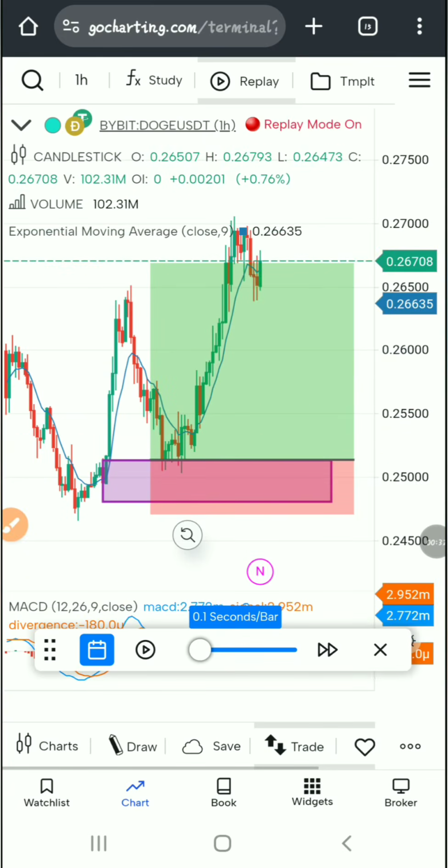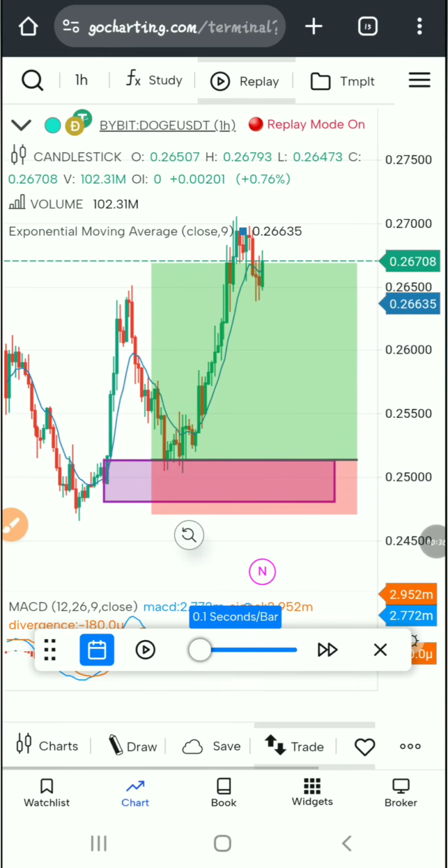Have you seen? This is a clear, precise entry with a very fantastic take profit. Now this is how you spot supply and demand zone, and this is how you trade them.